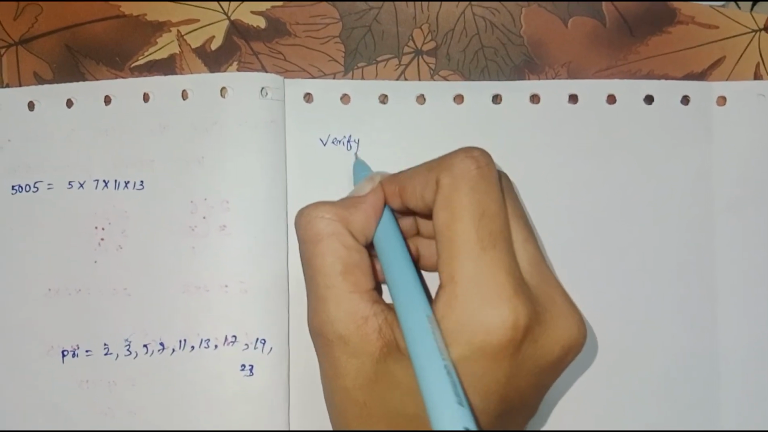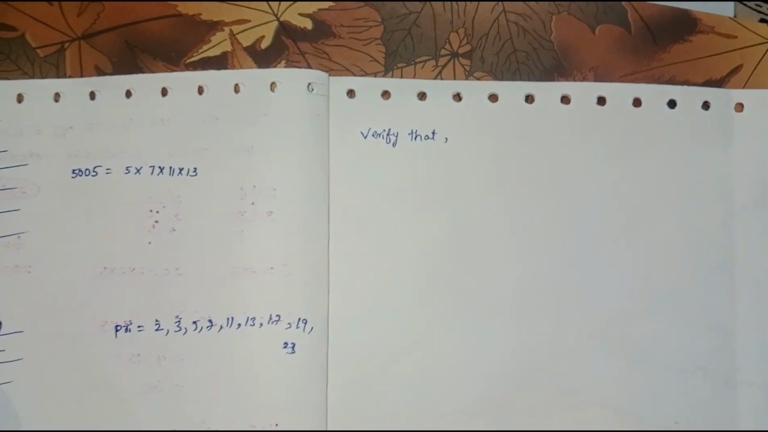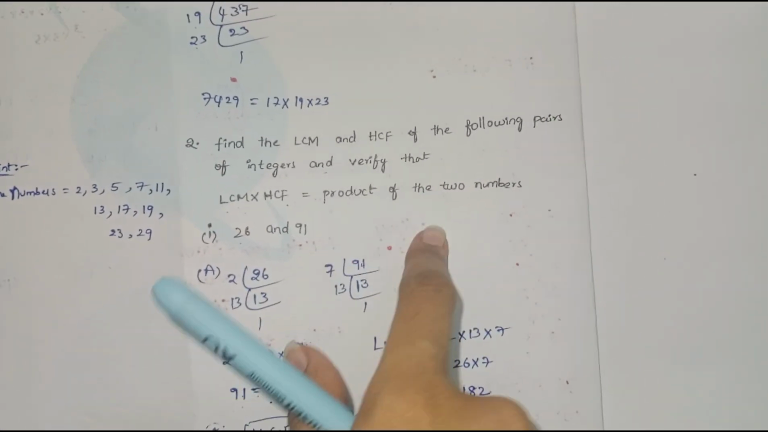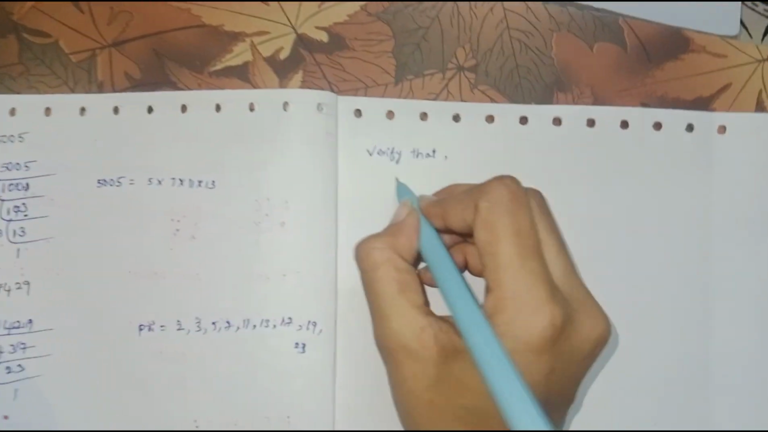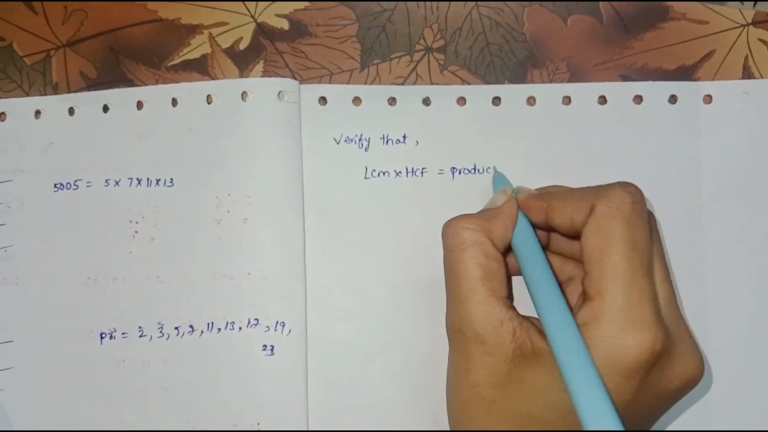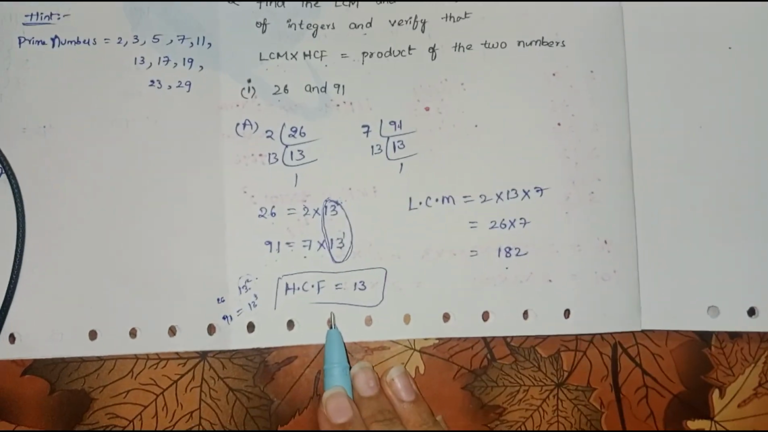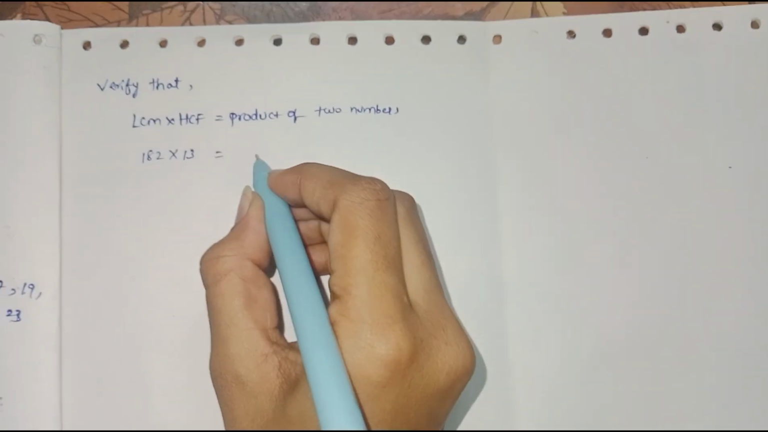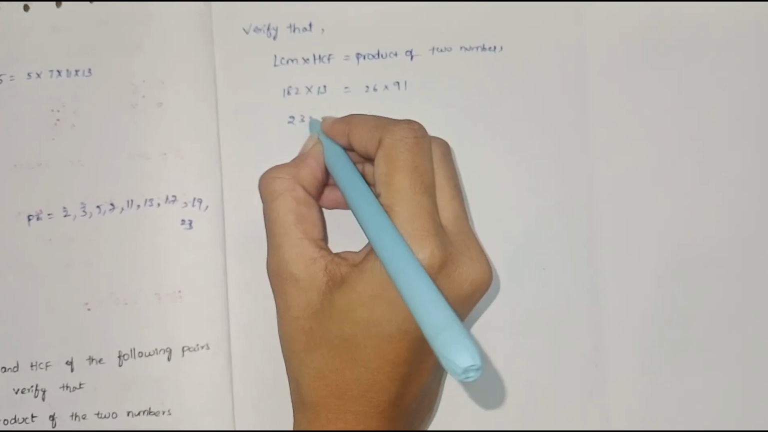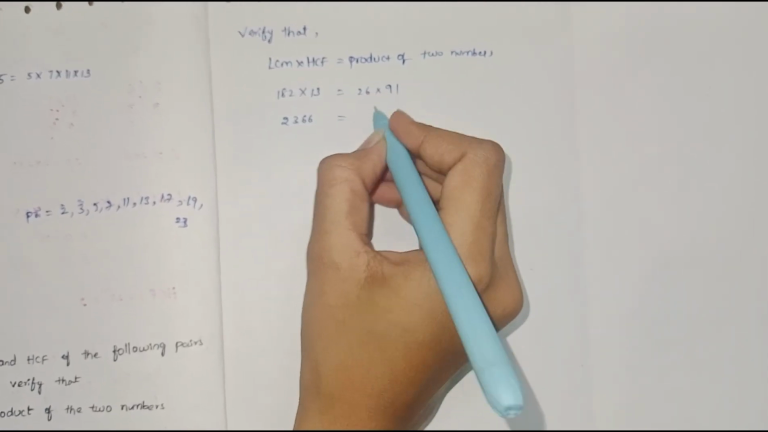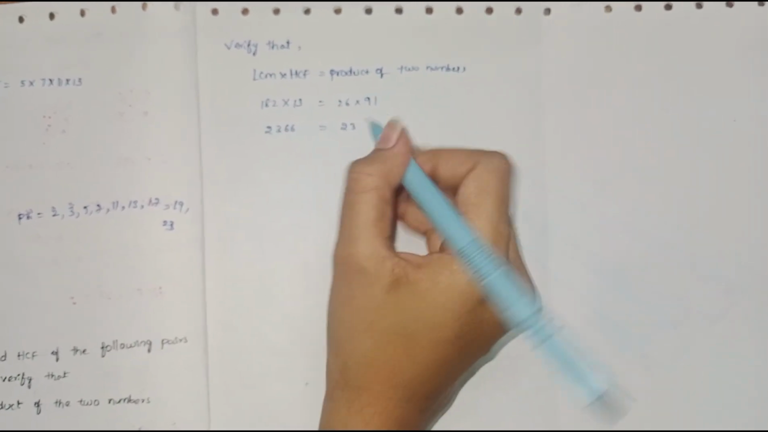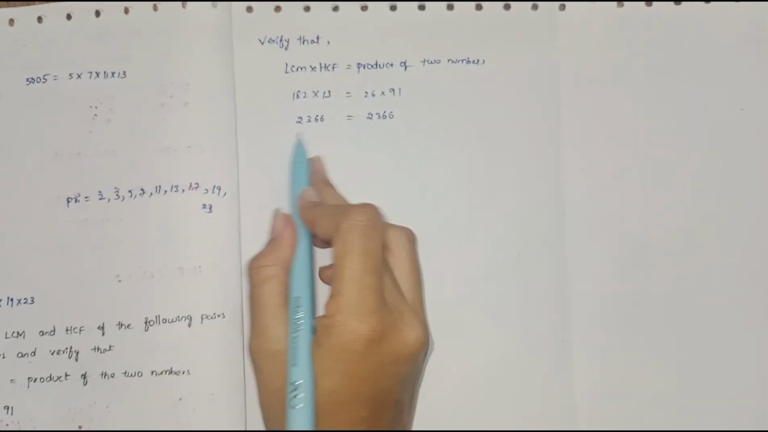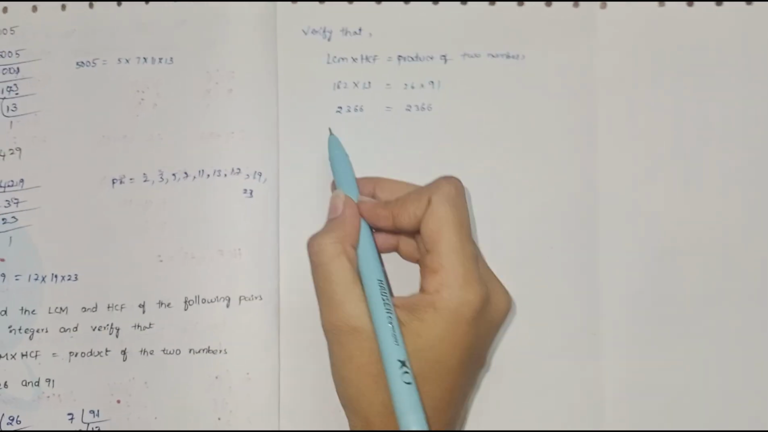In the question, what is LCM into HCF equal to product of two numbers? What is LCM? 182. HCF 13. What are those two numbers? 26 and 91. And product 26 into 91. 2366 is the answer. 26 into 91 is also 2366. So LHS and RHS are equal, hence verified.